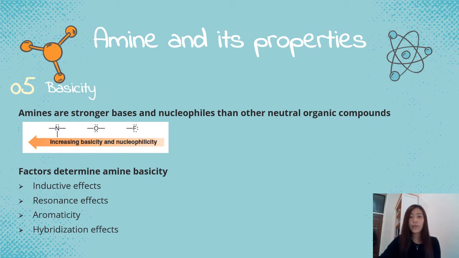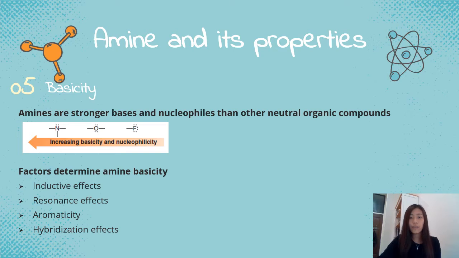Lastly, we'll look into the basicity of amines. Amines are stronger bases and nucleophiles than other neutral organic compounds. As the basicity decreases across the row, we can see that nitrogen is the most basic compared to oxygen and fluorine. There are also a few factors that determine amine basicity.